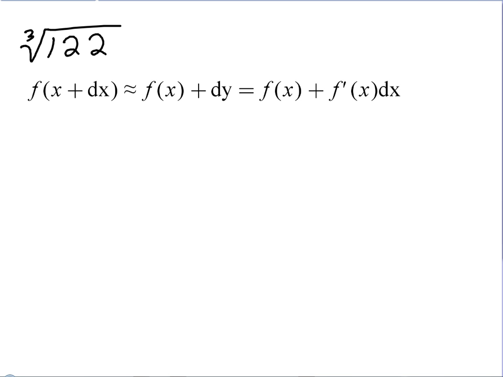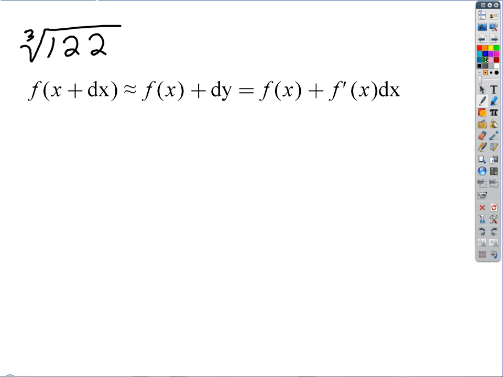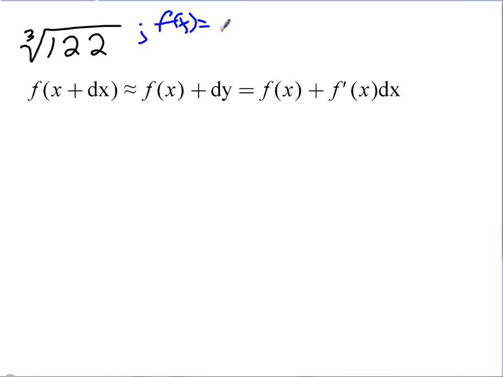Okay, so what's our function here? What's f of x? It's cube root of x, right? We're doing a cube root of a number. So f of x is just x to the 1/3. So what does that make f prime of x? 1/3 x to the negative 2/3.